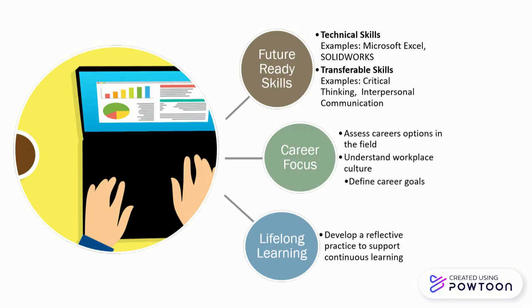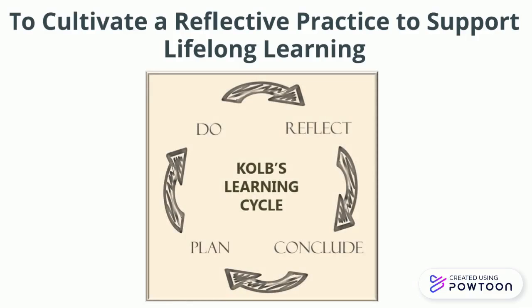The learning outcomes of the Co-op Work Term Report are: 1. To identify and assess future-ready skills, including both technical skills such as Microsoft Excel and transferable skills such as interpersonal communications. 2. To define a career focus, learning about the work environment and the company culture. And 3. To cultivate a reflective practice to support lifelong learning.